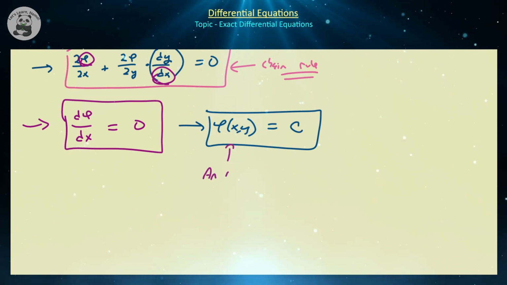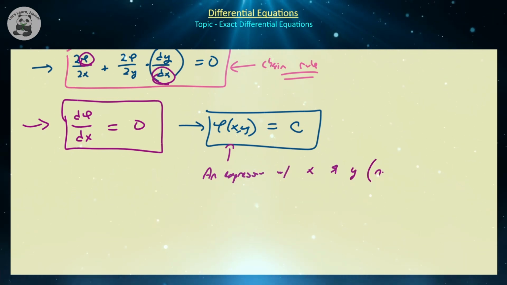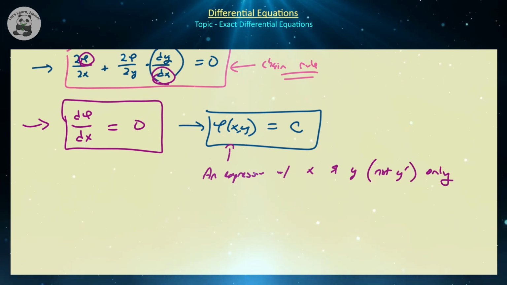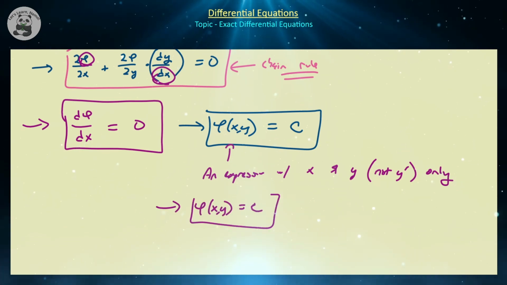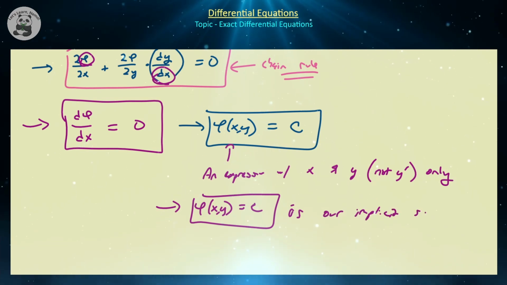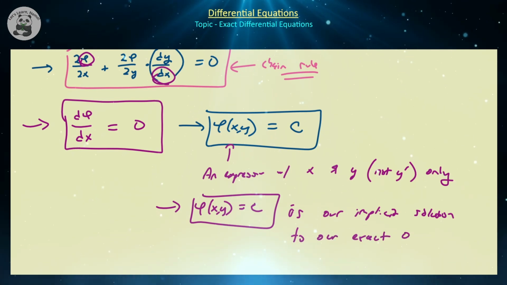So this is just an expression with x and y, not y prime, only, right? And if it's an expression with y in it, and it's related to our original differential equation that had y prime in it, that means that phi(x,y) is equal to c. This is our implicit solution to our exact differential equation. Isn't that interesting, right?